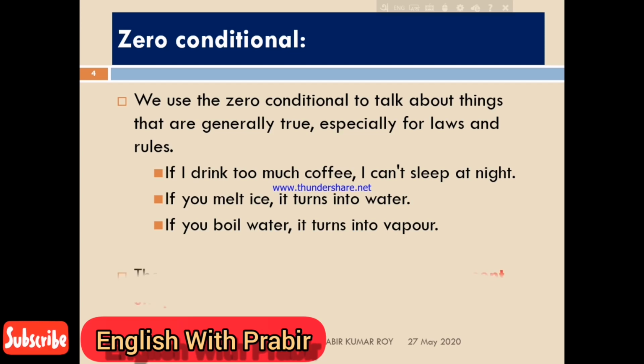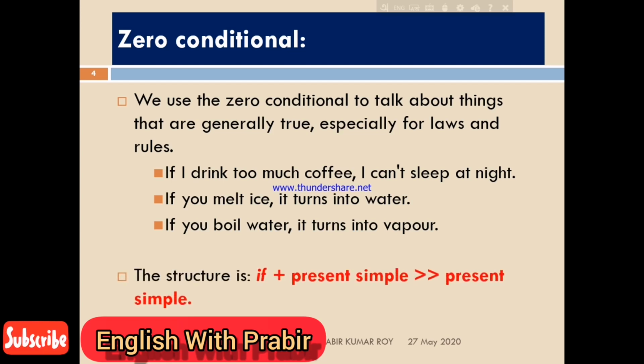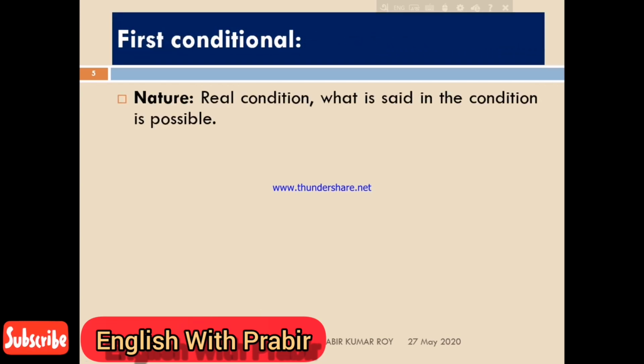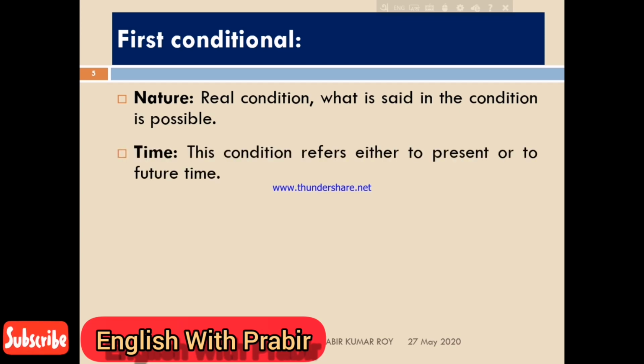Now let us know the structure. The structure is if plus present simple. This is the structure of the if clause, and in the main clause the tense will be present simple. Now let us go to first conditional. In first conditional, we say it's a real condition. Why is it real? Because the first condition can be fulfilled. The condition refers either to present or to future time.